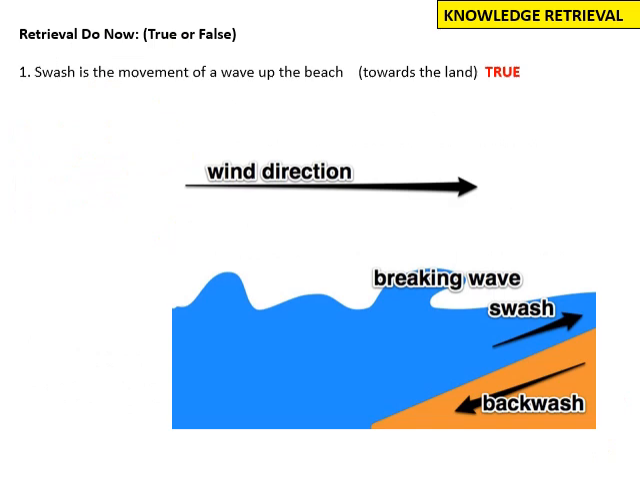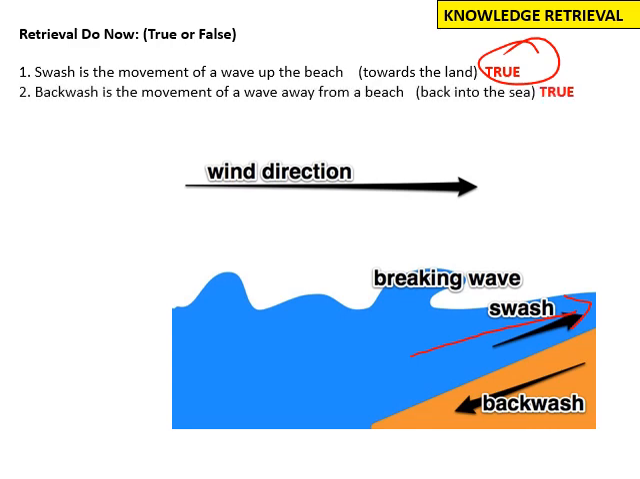Okay, so in terms of our do now, the first one, swash, is the movement of wave up the beach. That's towards the land. That is true. And if we look at this diagram here, you can see the blue is the sea. The wave coming up to the beach is called the swash, moving forward.